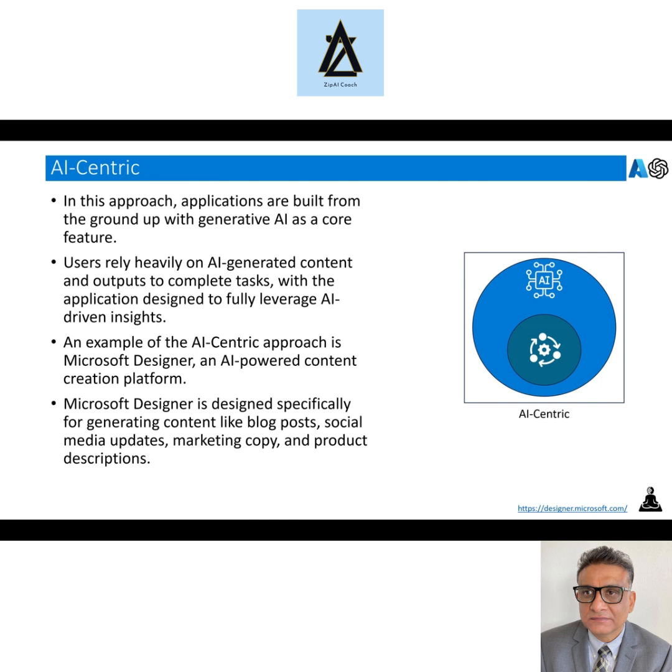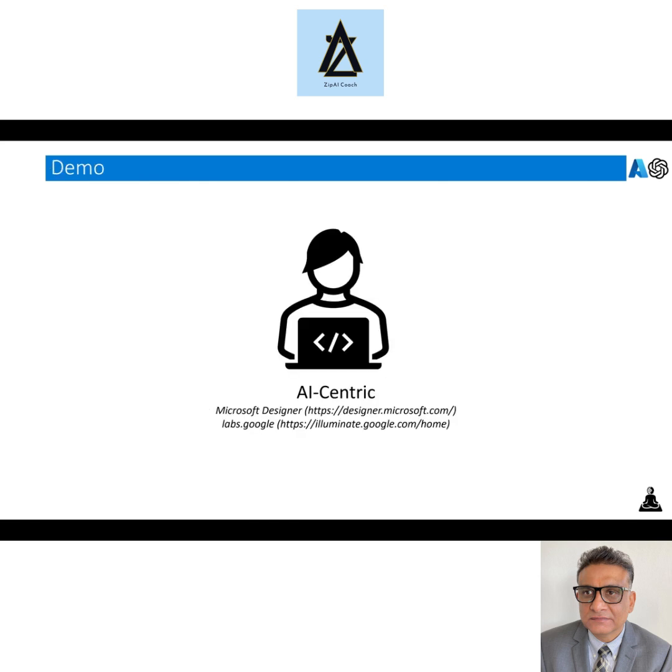And the example which I can think of and I will show you is called Microsoft Designer, which is basically an AI powered content creation platform. Microsoft Designer is designed specifically for generating content like images, blog posts, social media updates, marketing material, product description. Let's see how Microsoft Designer works. And also, I'd like to show you something similar, which is from Google called Google Slab. And that is also a first class AI centric application development paradigm.